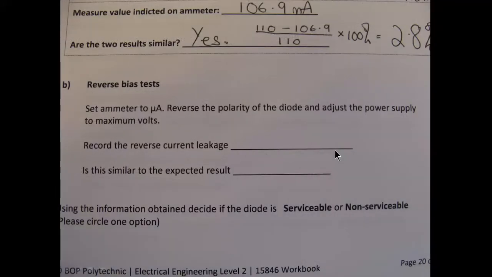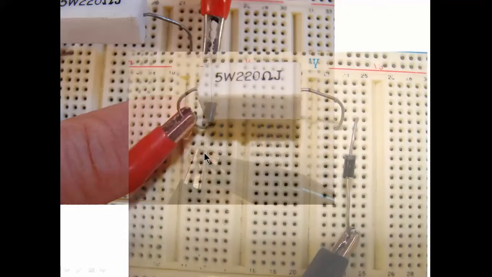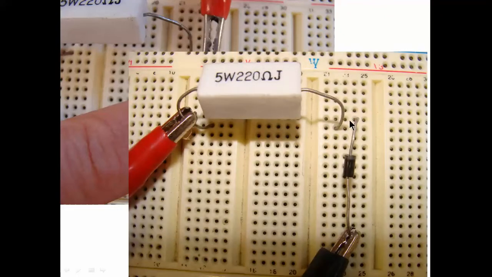You're then going to reverse the diode and measure the reverse current leakage. So there's the diode in forward bias. There's the positive through the anode, through the cathode. The current flows. We're then going to reconnect it with the cathode connected to the positive. So it's now in reverse bias.